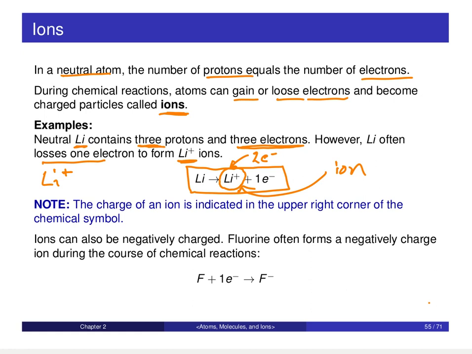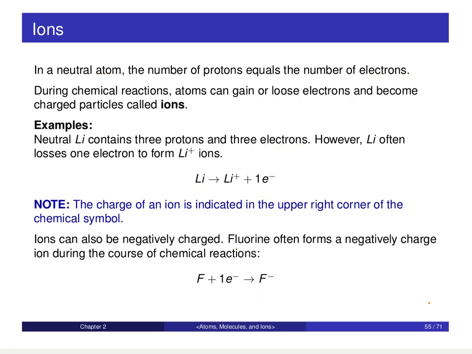And of course, we can go the other direction. Another example, we can look at fluorine. It turns out that fluorine oftentimes likes to gain an electron. And when fluorine gains an electron, it forms the F minus ion.